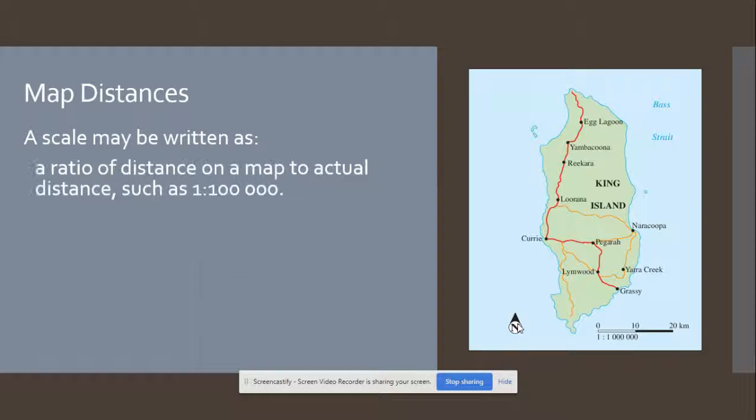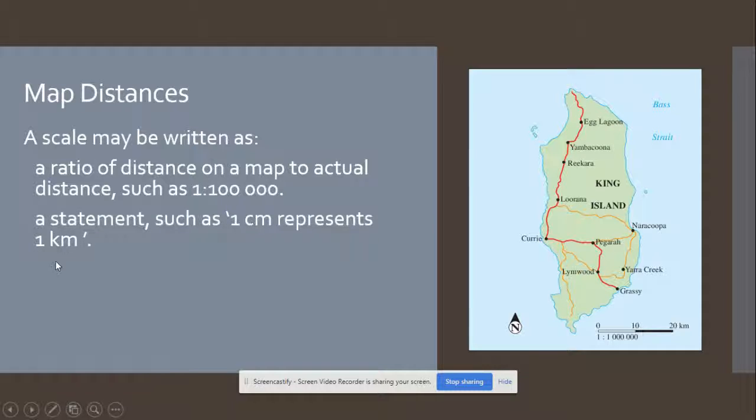Scale may be written as a ratio of a distance on a map to the actual distance, such as 1 is to 100,000. So you could pick what you want. 1 centimeter is equal to 1,000 centimeters, or 1 kilometer is 1 kilometer. Okay, so that's your ratio.